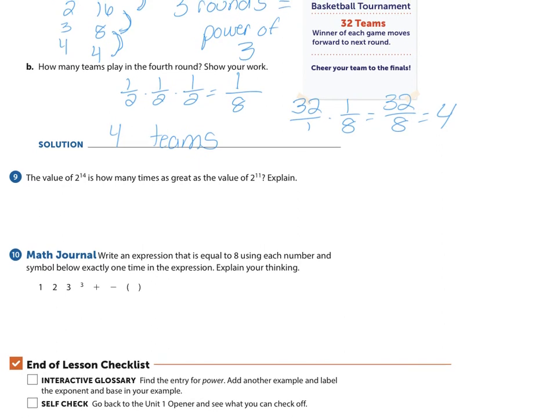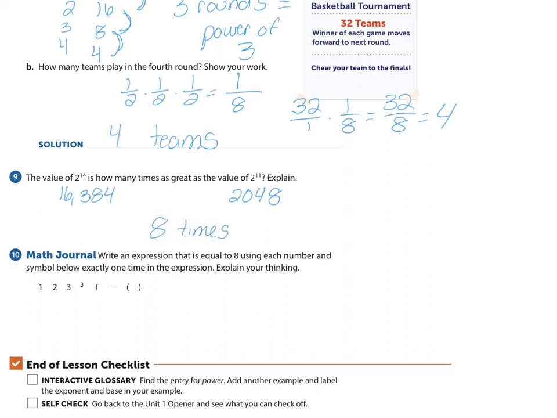Okay, the value of 2 to the power of 14 is how many times as great as 2 to the power of 11? It's a little tricky, but I'm going to solve this for you and then show you how this works a little bit different. So 2 to the 14th is 16,384. 2 to the 11th is 2,048. If I divide these two numbers, I'm going to get my answer of 8 times.